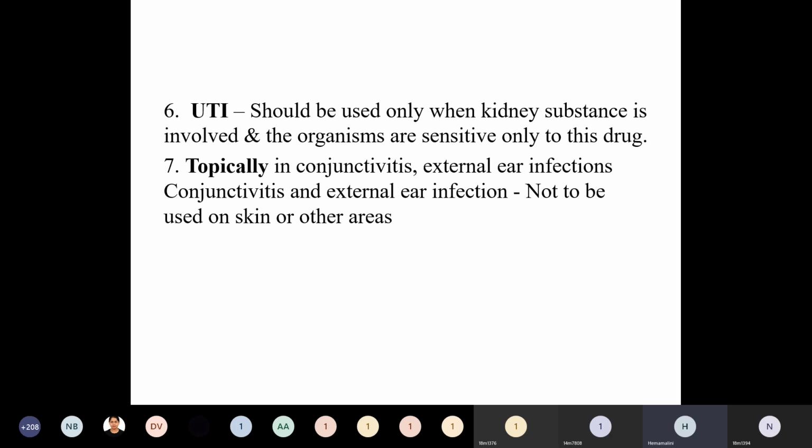Next use is urinary tract infection. It should be used only when the kidney substance is involved and the organisms are sensitive only to chloramphenicol. Topically, it is used in conjunctivitis and external ear infections, not on skin or other areas.